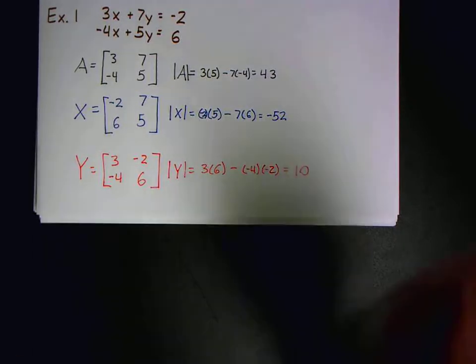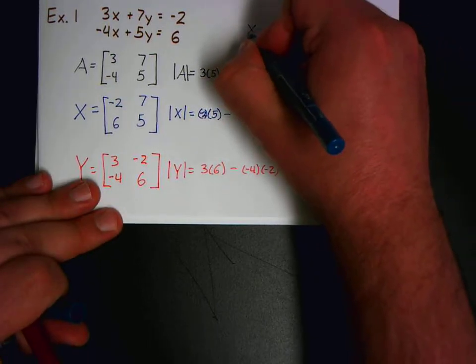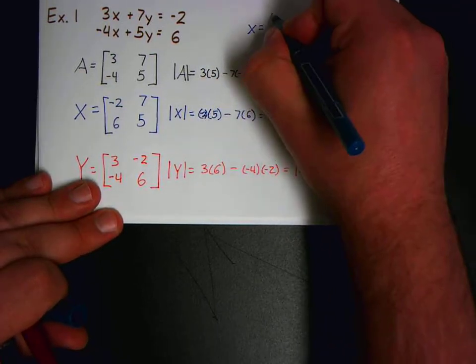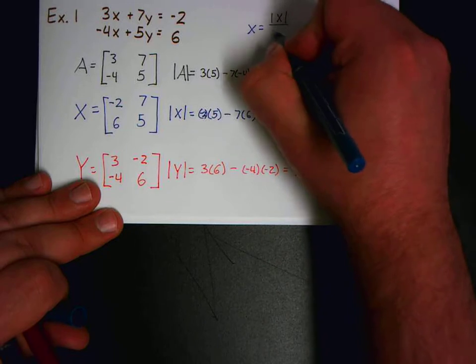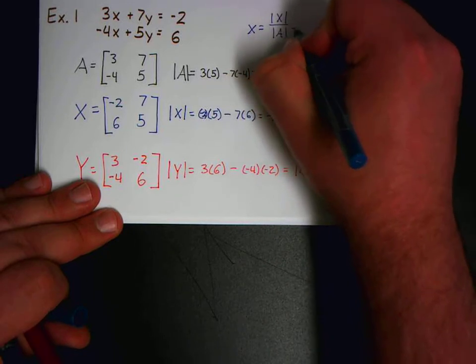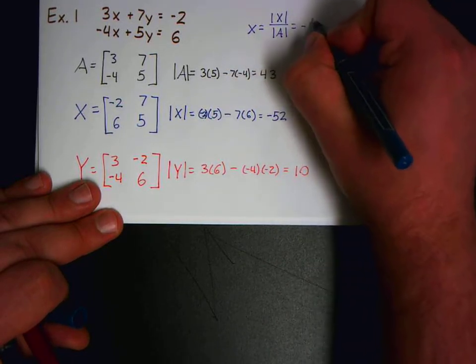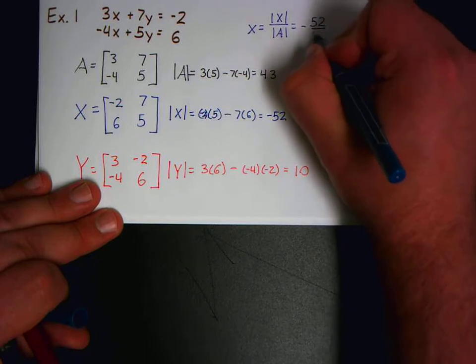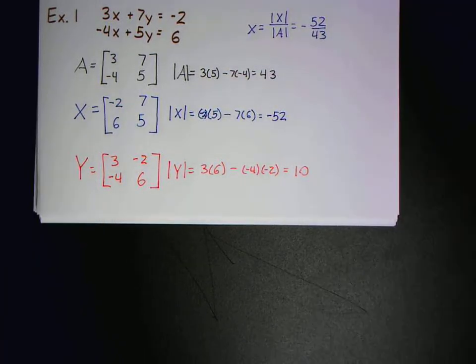So my answers are going to be x is the determinant of x divided by the determinant of A. So x is going to be -52 over 43. No, that's just the determinant of the x matrix. The actual solution is that number divided by the determinant of A. Oh, so that's like the x value. Yep.